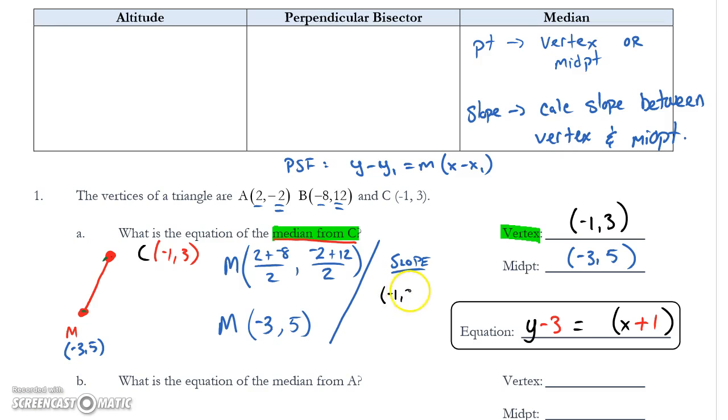So I'm going to calculate my slope by finding my change in x and my change in y. My change in y is 5 minus 3, or 2. My change in x is negative 3 minus negative 1, which is the same as negative 3 plus 1, or negative 2. My slope is 2 over negative 2, which is negative 1. That's the slope I use in my equation. That's it. That's my final answer. I have written my equation in point-slope form. I used my vertex. I found my slope by finding the slope between the vertex and my midpoint.